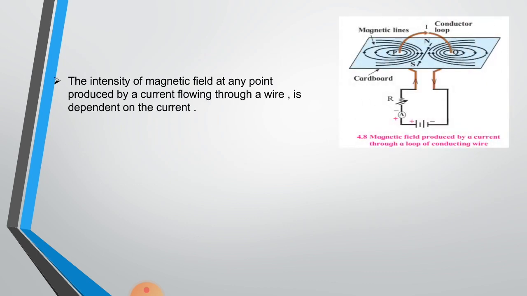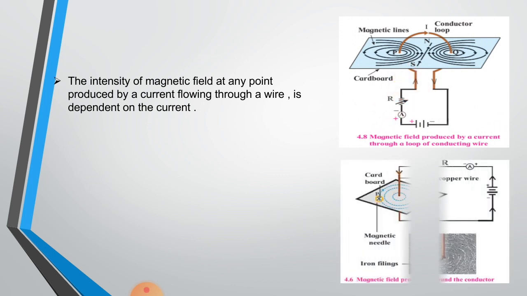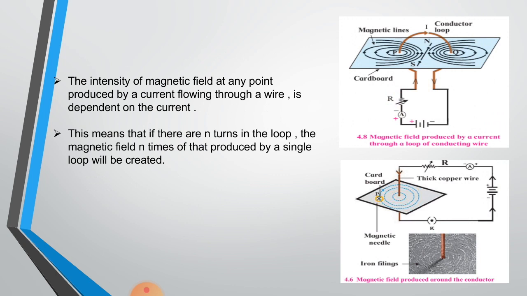Now, the intensity of magnetic field at any point produced by a current flowing through a wire is dependent on the current. So, everything is dependent upon what? Everything is dependent on the current flowing through the circuit. Okay? Yes, this means that what?